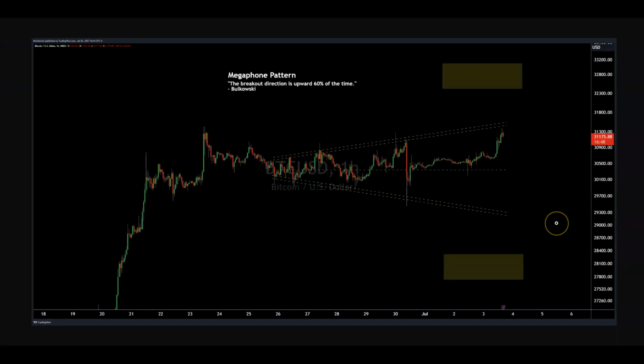Megaphones, luckily we just talked about these the other day on Twitter. Megaphones are kind of like an inverted triangle a little bit, right? You have this growing volatility. This can lead to a diamond. I would always put a midline on the Megaphone.